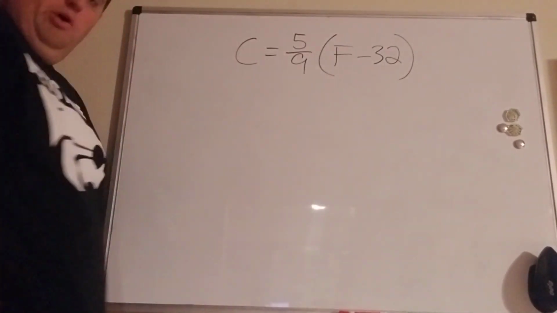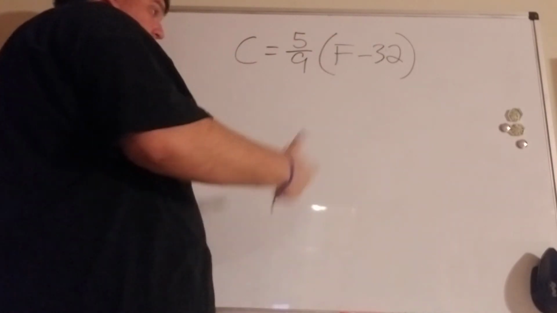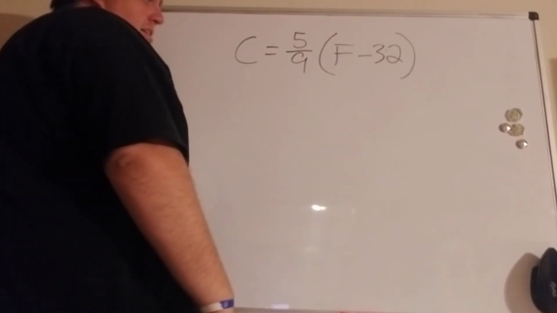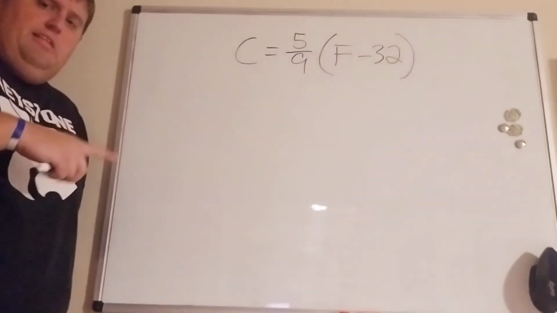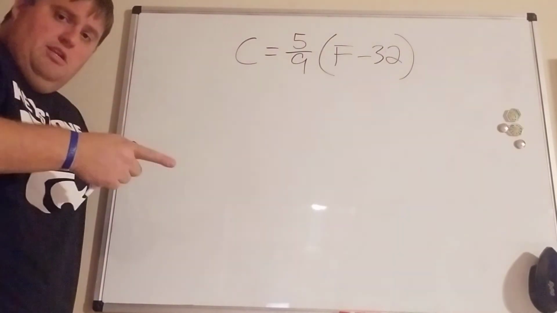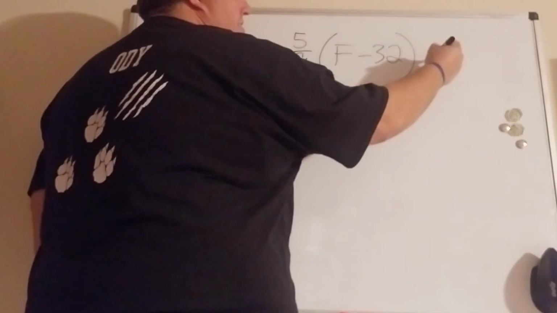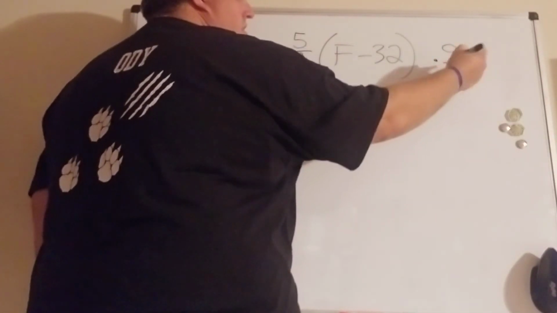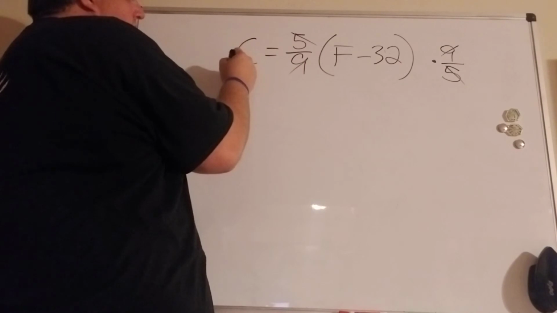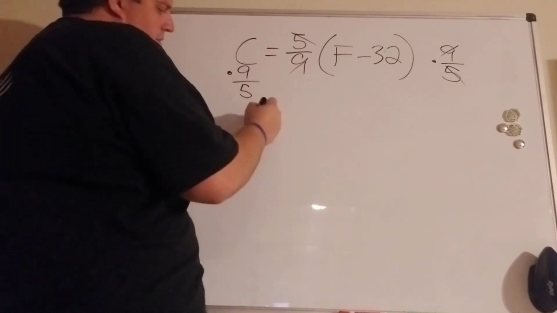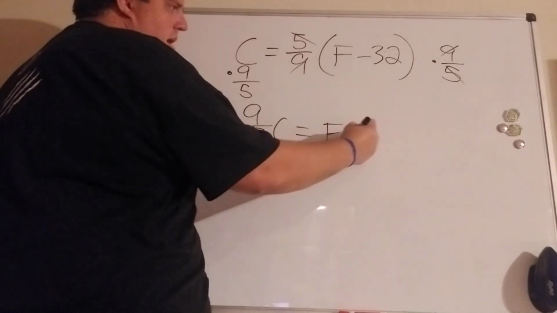So you have a choice. You could distribute 5/9, which could work. Might make it a little messy, but that could work. Or we could just get rid of it right now. Because how is 5/9 connected to the rest of the stuff? That's multiplication. So I could divide by 5/9. Or the better way to think of that is multiply by the reciprocal. Because those would cancel, those would cancel. And then I just have to multiply by the reciprocal over here. That would give me 9/5 C equals F minus 32.